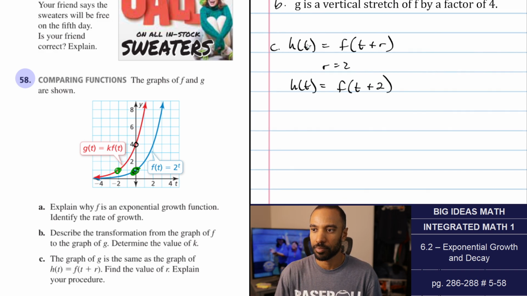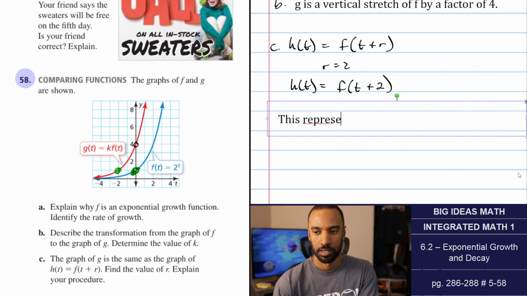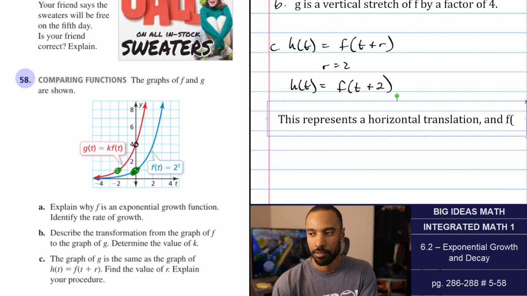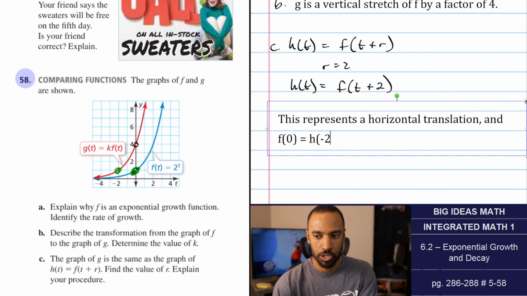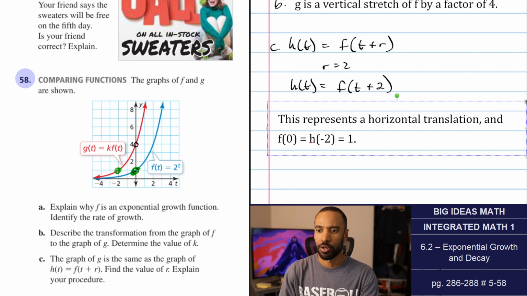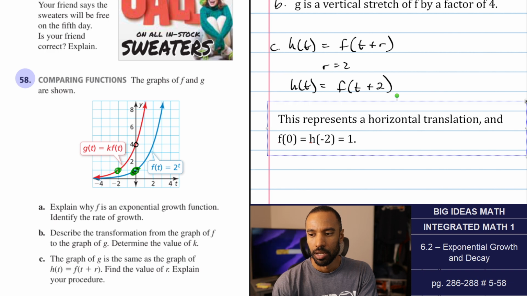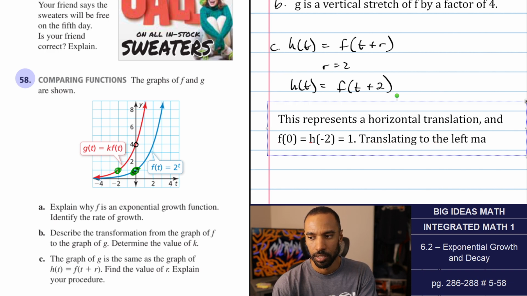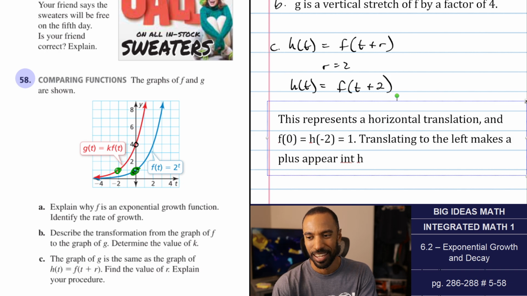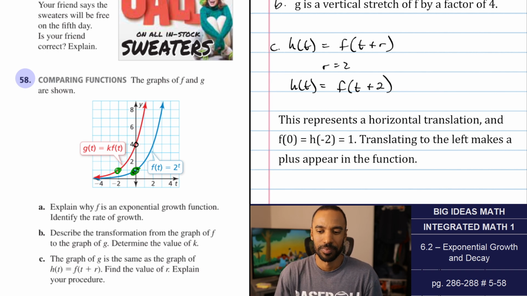Explain your procedure. This represents a horizontal translation. And f of 0 is the same as h of negative 2 because they're both 1. Therefore, you would have to add 2. Let's see, is that right, saying it that way? f of t plus 2? Yeah, therefore, you would have to add 2 to a value to make it the same height as the one before that. So translating to the left makes a plus appear in the function because it's opposite. So it should be that. r is 2. And that's the last one.